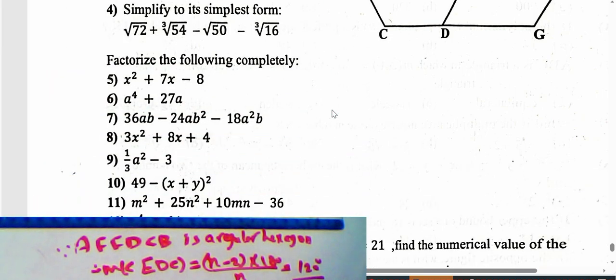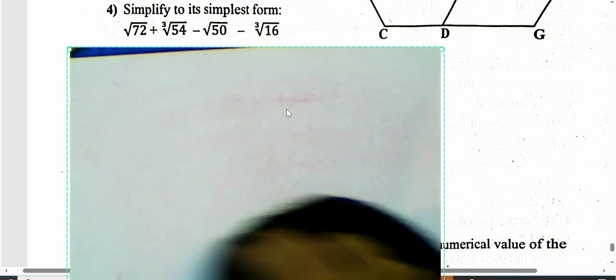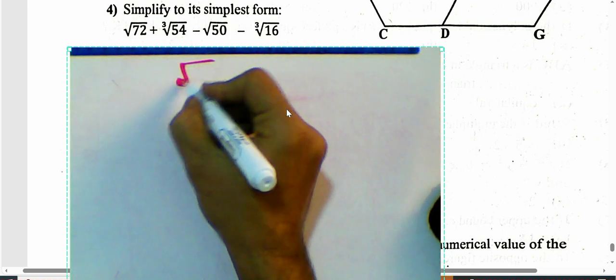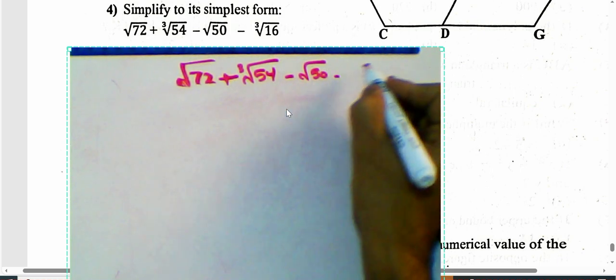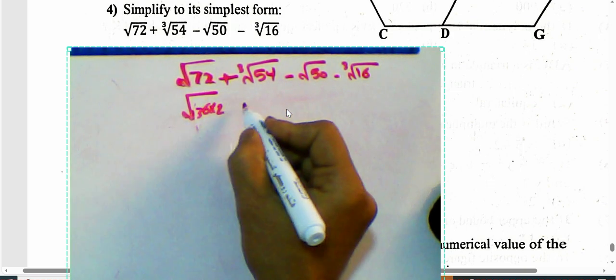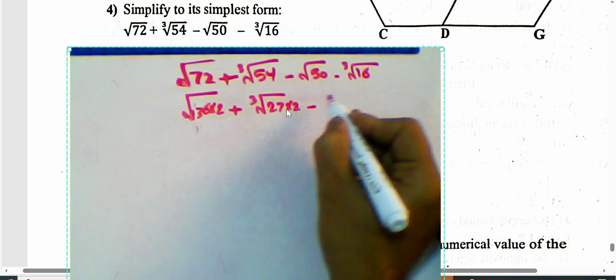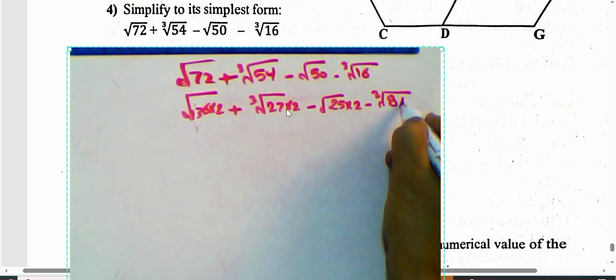Next question, simplify to the simplest form. First question: square root of 72 plus cubic root of 54 subtract square root of 50 subtract cubic root of 16. 72 equals 36 times 2, cubic root of 54, 54 equals 27 times 2, and here 50 equals 25 times 2. 16 equals 8 times 2.